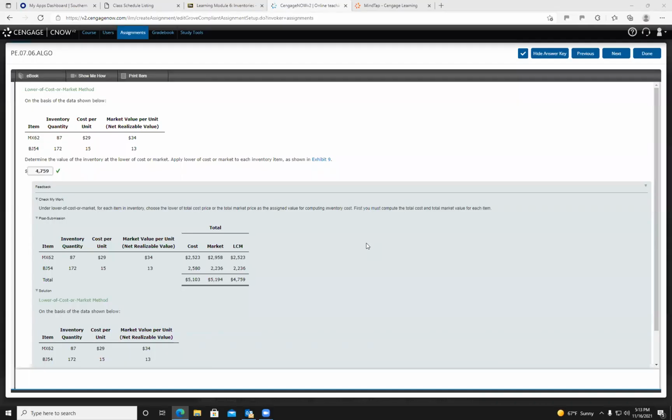Okay, this is regarding the lower of cost or market method. Here you're going to have two items, and you're going to have your inventory quantity and your cost per unit, and then the market value per unit. And what it's wanting you to do is determine the lower of cost or market. Which one's lower, the cost or the market, to determine the value of the inventory.